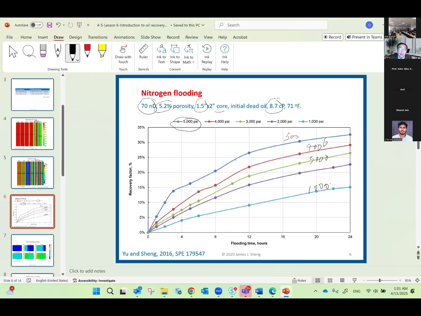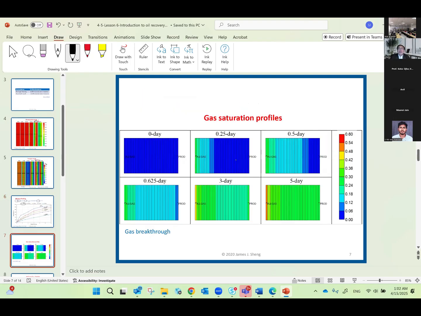So what do you observe from this slide? It shows that with high injection pressure, the oil recovery is high. Okay. And then let's look at gas saturation. So this is time 0.25. This is experiment data.